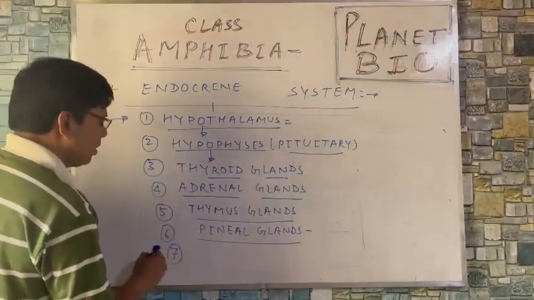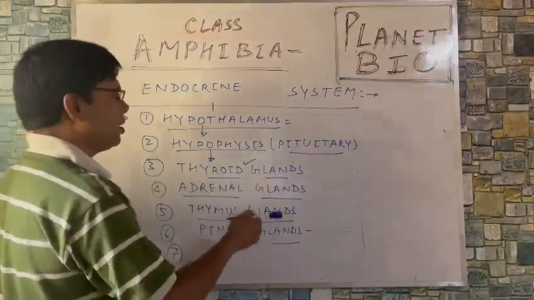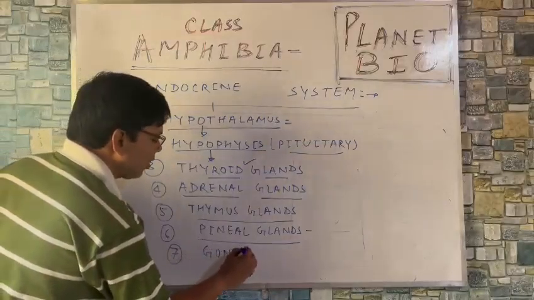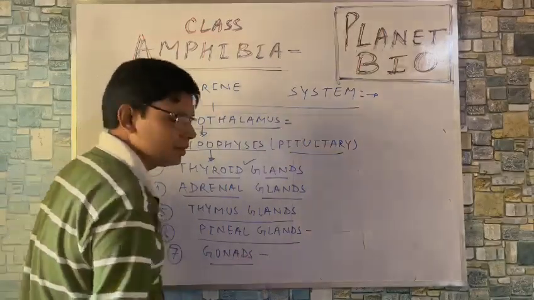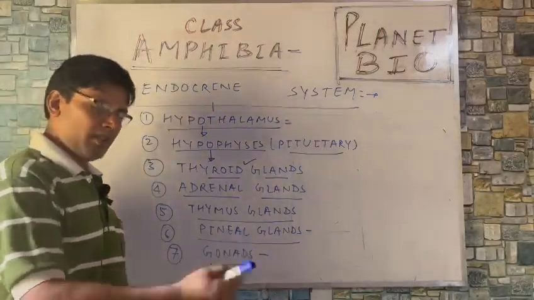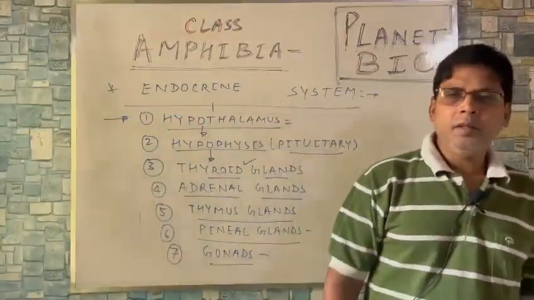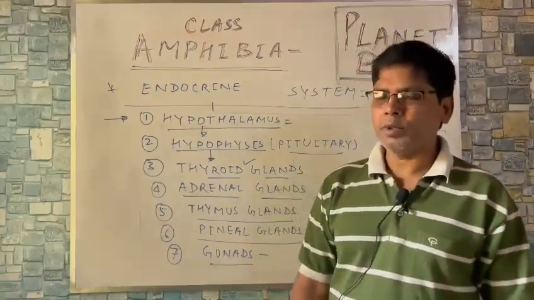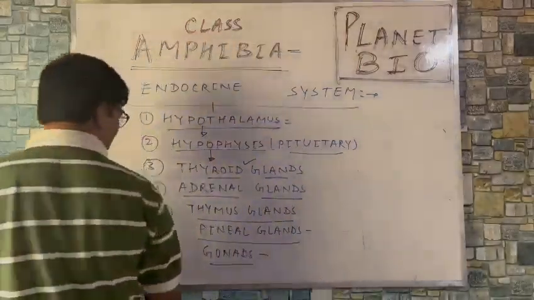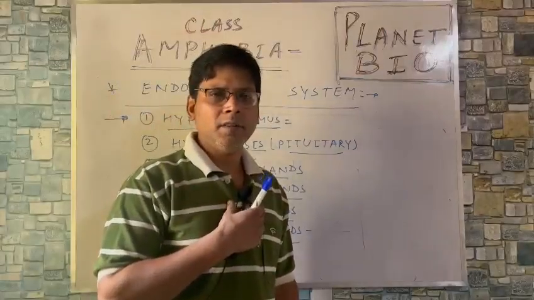Then, after pineal glands, you can see parathyroid, thyroid, several smaller glands are also there, and then gonads. Gonads means testes and ovary. Apart from gametogenesis, these secrete hormones, right? There are certain body parts which also release or secrete hormones. For example, heart also releases a hormone, ANF.